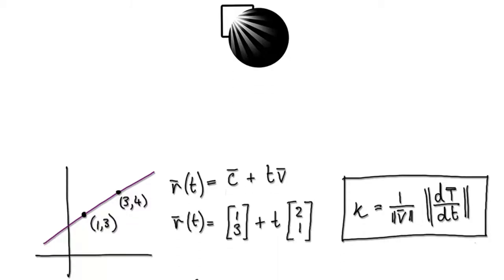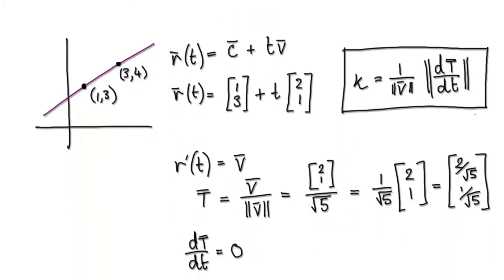In this video, we're going to look at the curvature of a straight line. Let's say this straight line here is given by this position vector. This is your constant vector. You can imagine the C as being 1 across and then 3 up. So this is your constant here.